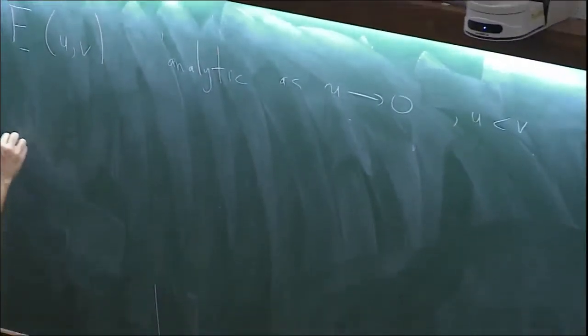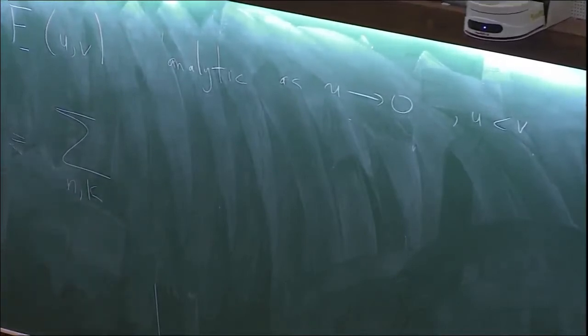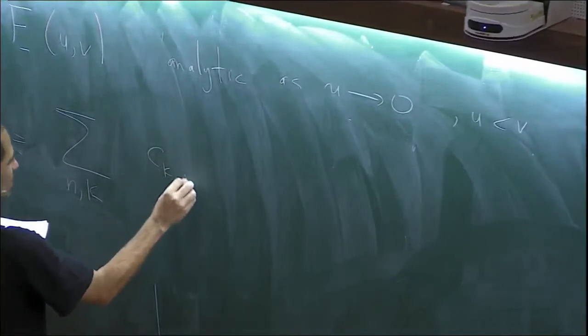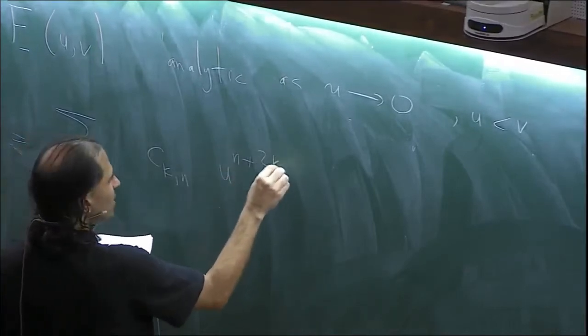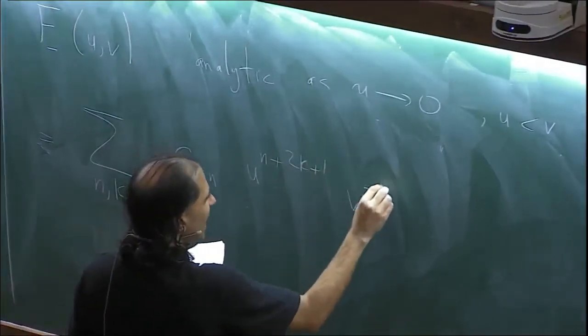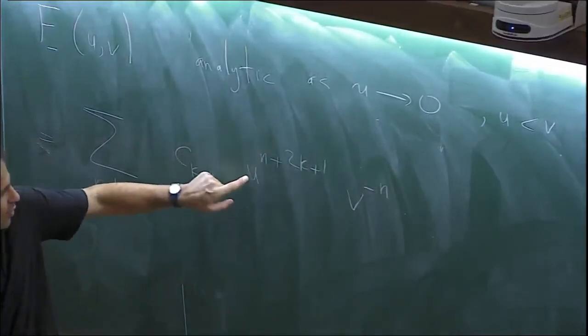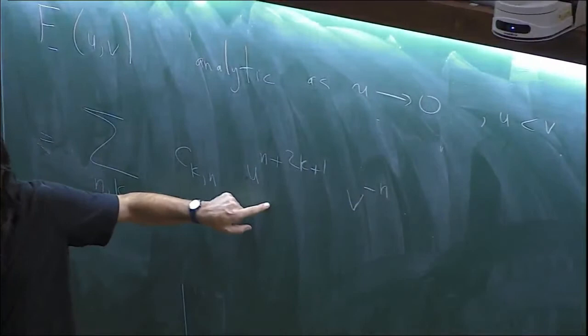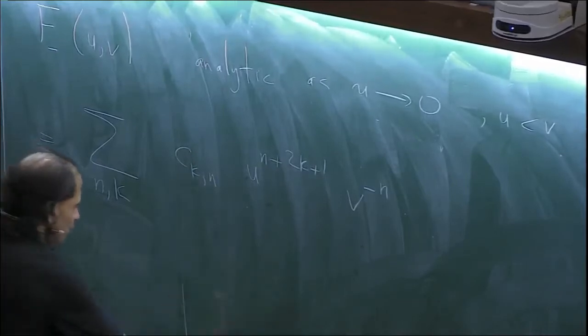And this is given by now a sum over n and k of some coefficient c_kn, u to the n plus 2k plus 1, v to the minus n. Okay, so again, that's as promised. It's an expansion in u and the ratio u over v. Okay? So is that clear? This is a nice convergent expansion. Let me tell you what the coefficients are.